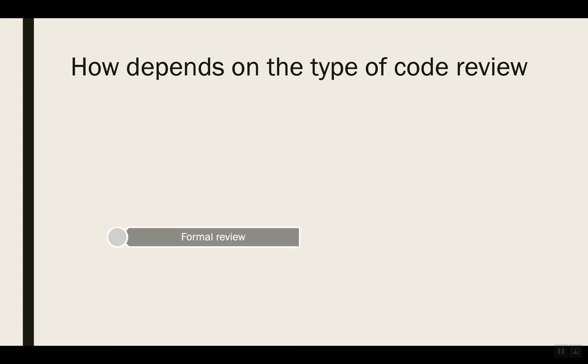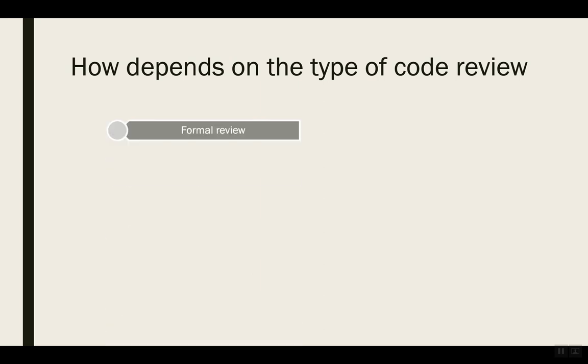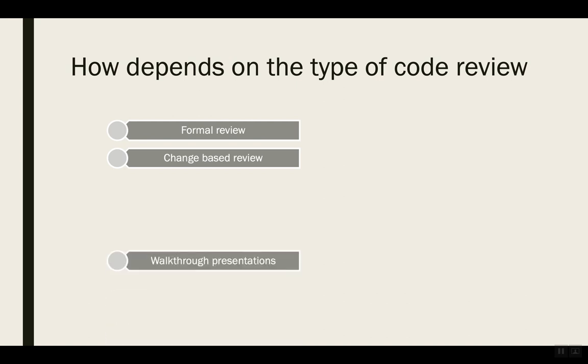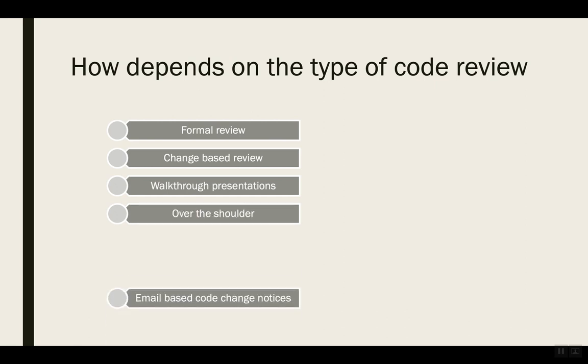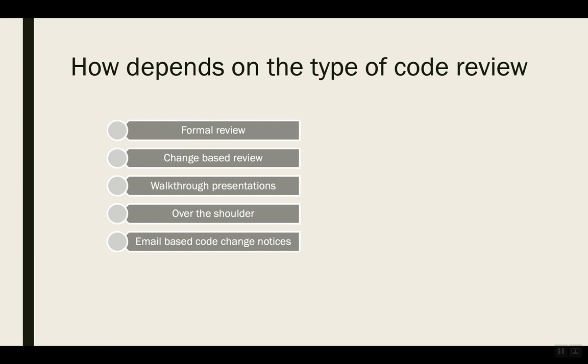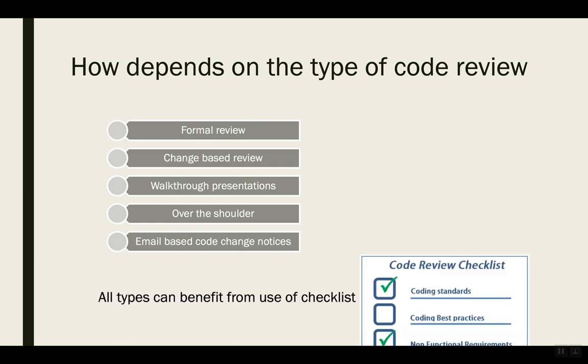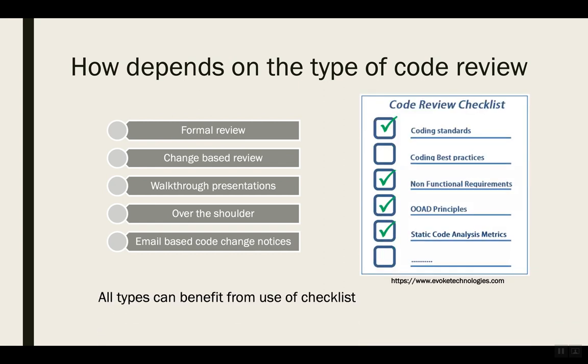The first one is the formal review. The second one is the change-based review. The third one is walkthrough presentations. The fourth one is over the shoulder. The last one is email-based code change notices. All types can benefit from use of a checklist, even if it's a simple one. Now, let's dive into each one of these a bit. We will focus a little more attention to the first two.